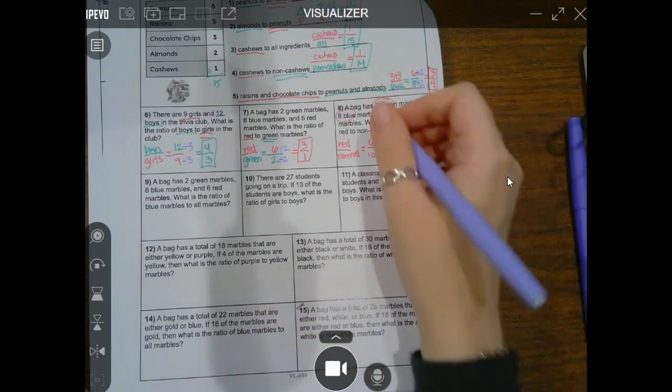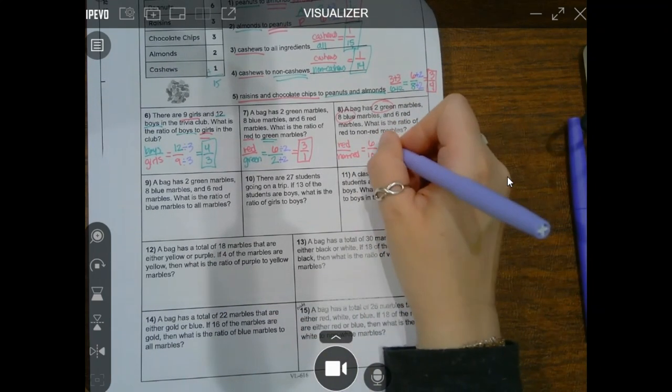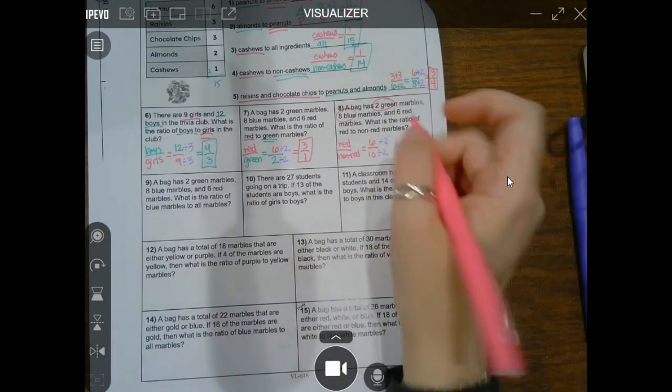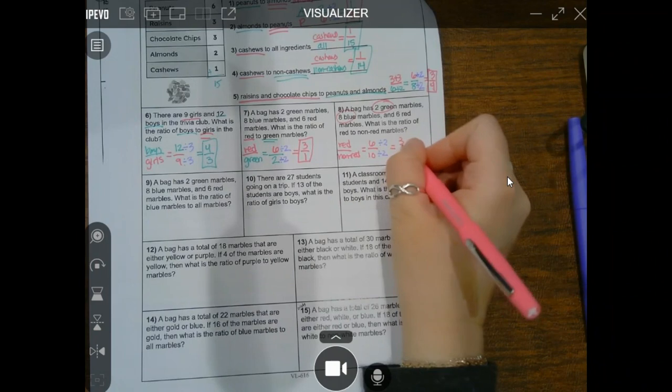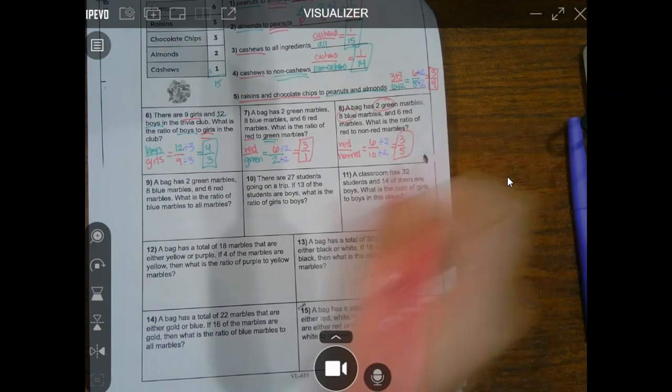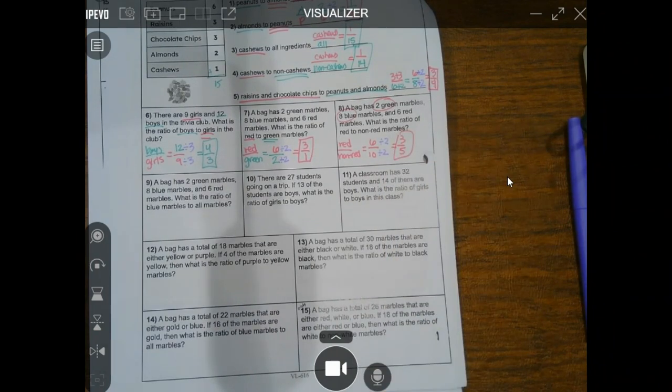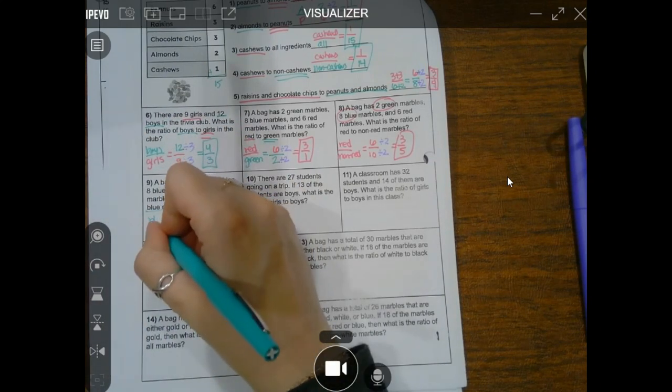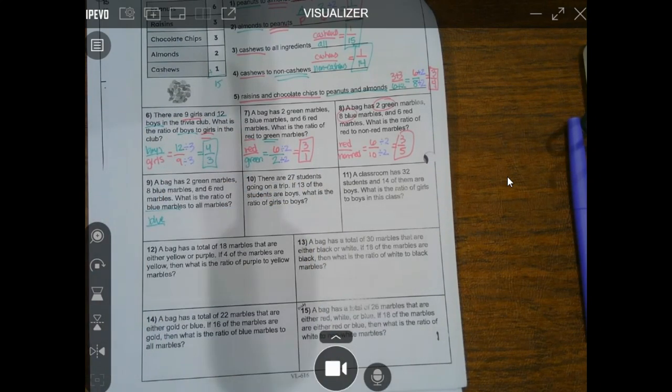That's pretty tricky. Okay, and then can I reduce that? Yeah, if you divide by 2. And then that reduces to final answer of 3/5. Okay, number 9 says a bag has 2 green marbles, 8 blue marbles, and 6 red marbles. What is the ratio of blue to all?